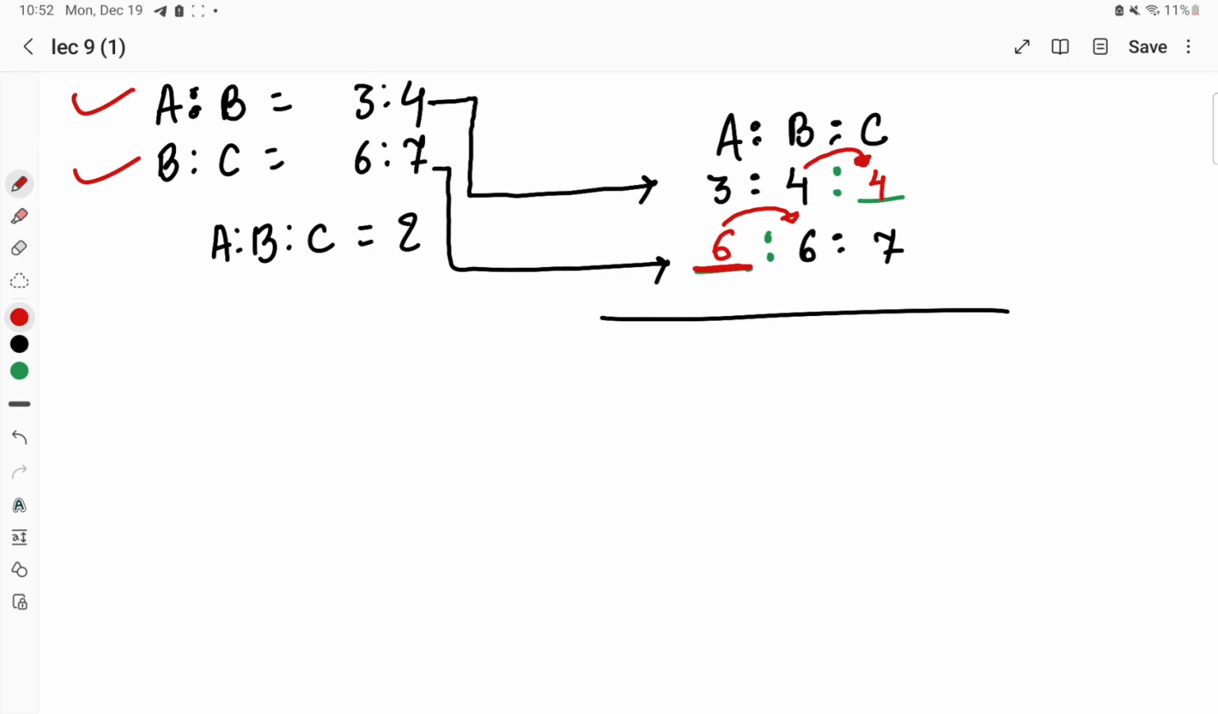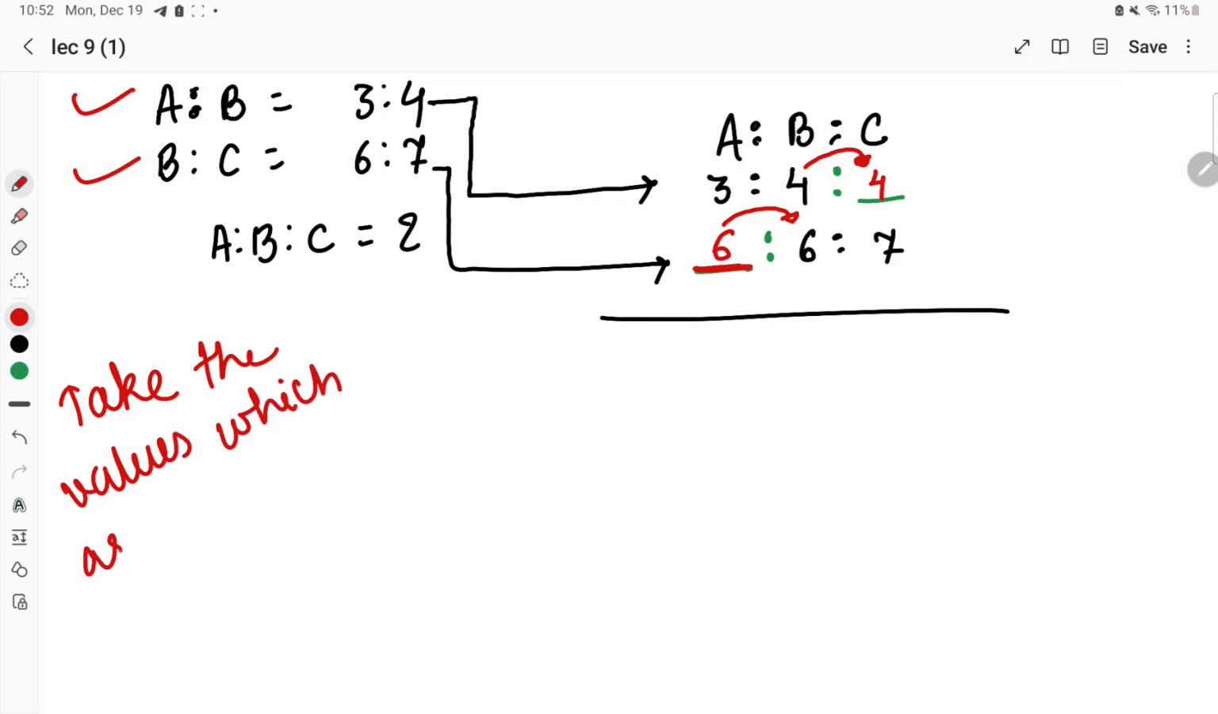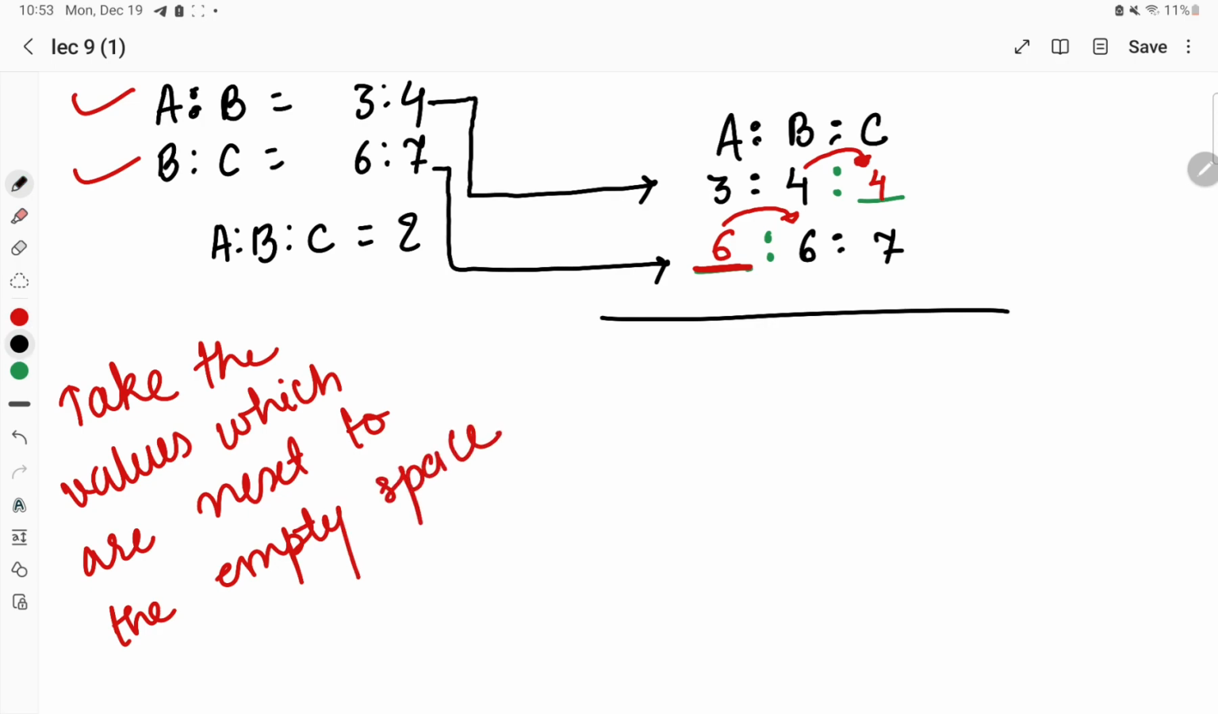Take the values which are next to the empty spaces. Take the values which are next to the empty spaces. I'll write over here: take the values which are next to the empty space.